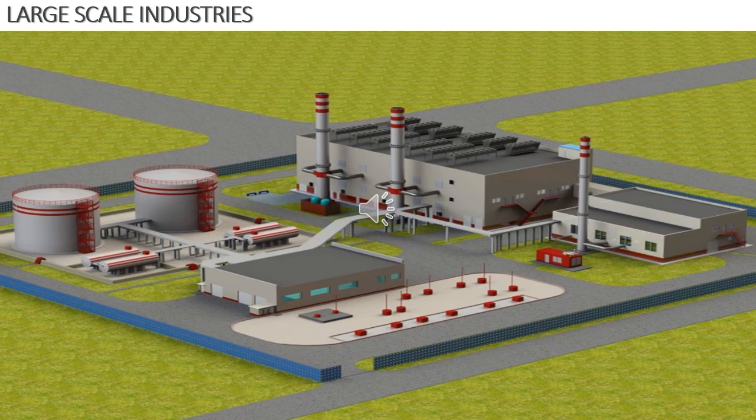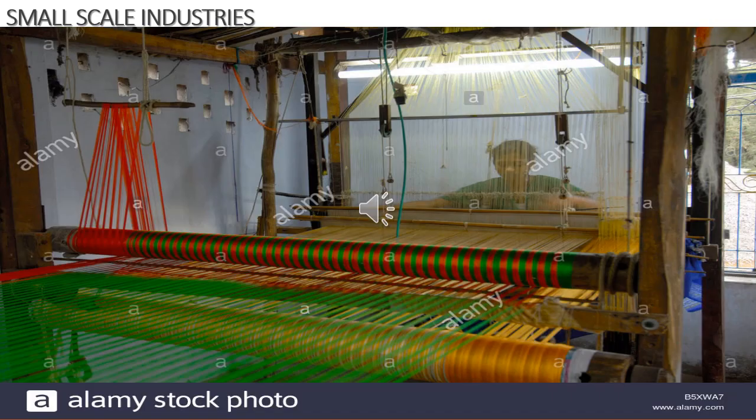On the basis of size and capital, industries are classified as large scale and small scale. Large scale means the capital required for the establishment is more than 1 crore. Examples: iron and steel, cement industries. They require huge capital. Then small scale industries: the capital required for the establishment of the industry is less than 1 crore. Example: silk weaving, then household industries. They belong to the small scale industries category.